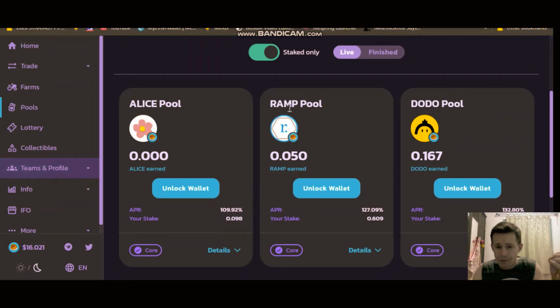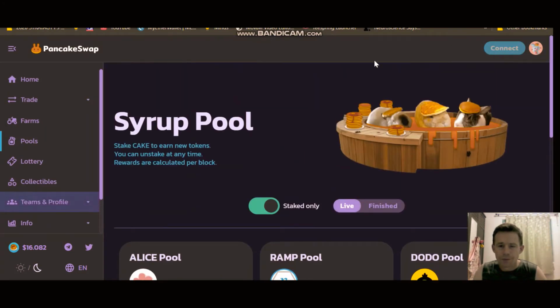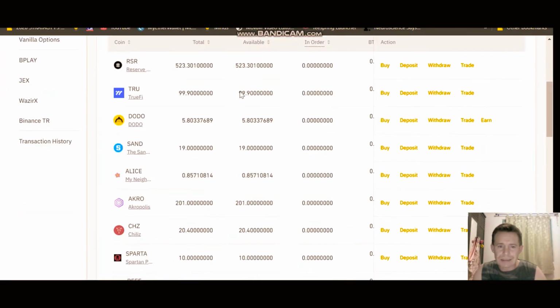Another coin, Ramp, only a few days, but I'm trying to. Yep, sorry, I got cut off there. So I'm going to try and race along here and hopefully not get lost. My stake with Ramp is 0.6. Again, the more I stake, the more I earn. And as you can see with Dodo, I have been with it for about a week now. I have 5.04 and I'm earning rather well now.